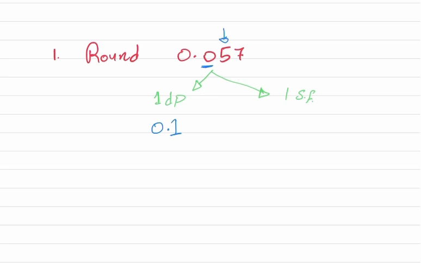But if I'm rounding to 1 significant figure, then I don't care about the decimal point. I will count from the beginning of the number itself, searching for non-zero digits. And the first non-zero digit is 5. So 5 is my 1 significant figure in this case. And the number to its right is 7, which is strong. So my answer in this case is going to be 0.06.